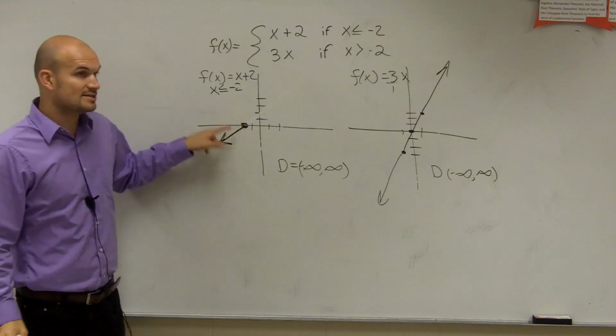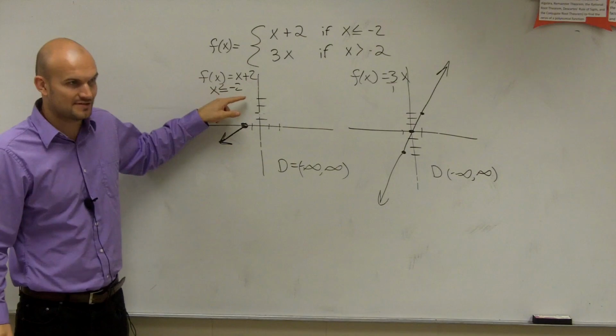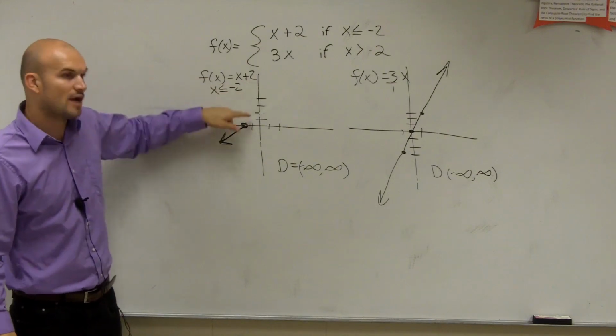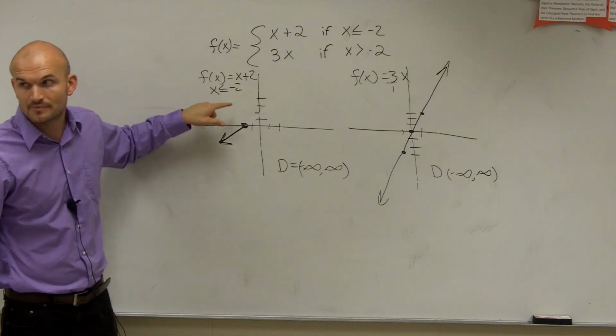Well, what is the domain of this? The domain of this now is x is less than or equal to negative 2. Do you see? Domain of this function is now x is less than or equal to negative 2.